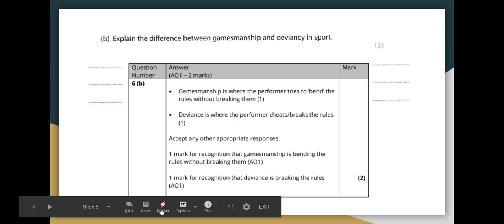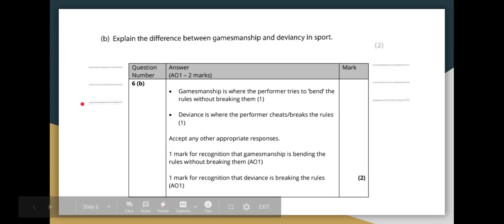And the final question: explain the difference between gamesmanship and deviancy in sport. Gamesmanship is where the performer tries to bend the rules without breaking them. For example, taking the ball to the corner in a game of football is time wasting. It's not breaking the rules, but it's bending them a little bit. And deviance is where a performer cheats and deliberately breaks the rules. So gamesmanship, bend the rules; deviance, cheat or break the rules, for your 2 marks.